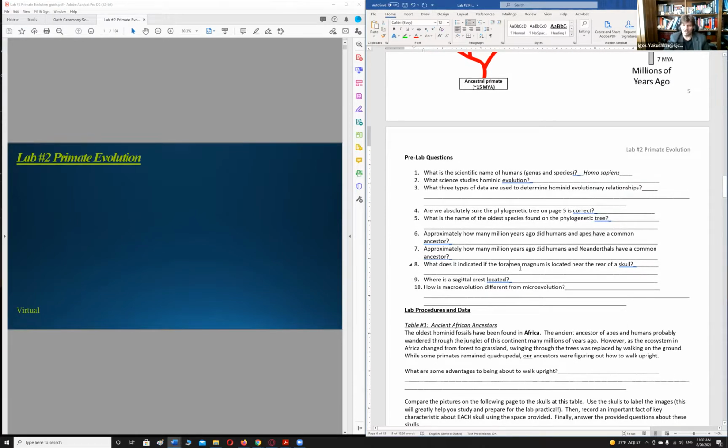What does it indicate? That foramen magnum located near the rear of the skull. Near the rear of the skull means it is most likely a quadruped. Where is the sagittal crest located? Top of the skull. Right here, you can see. This is the sagittal crest.